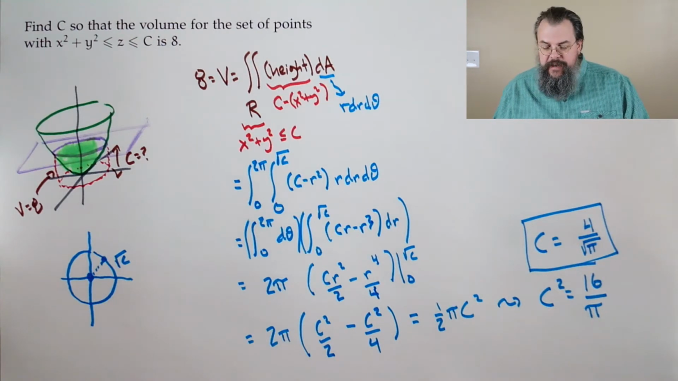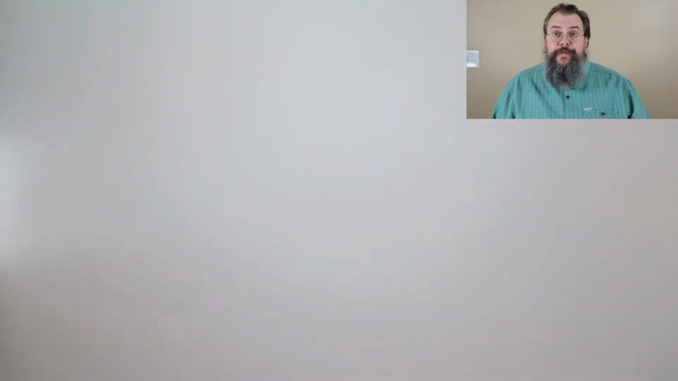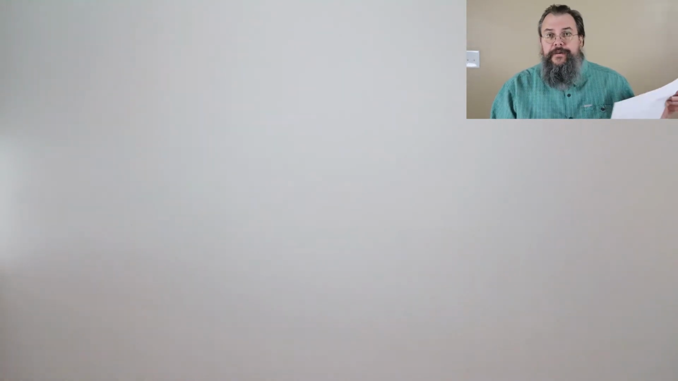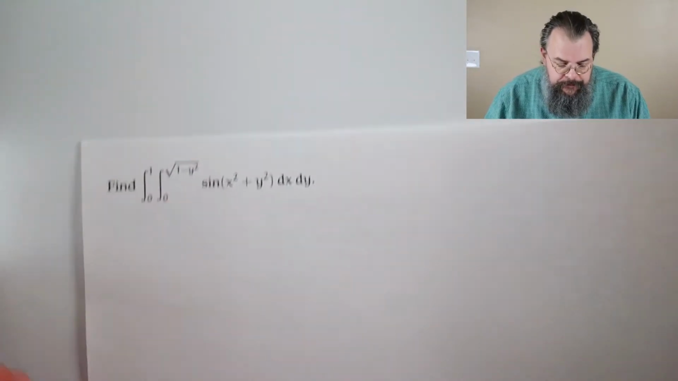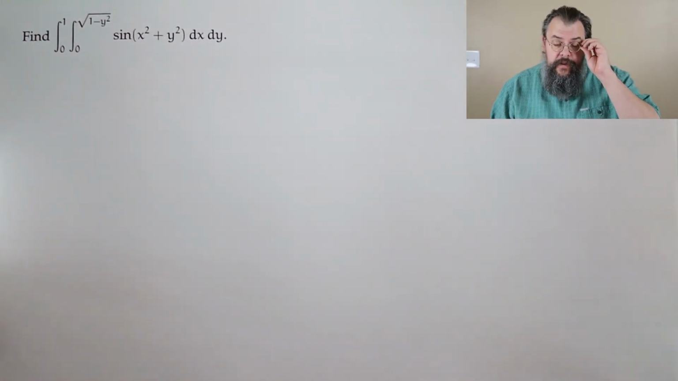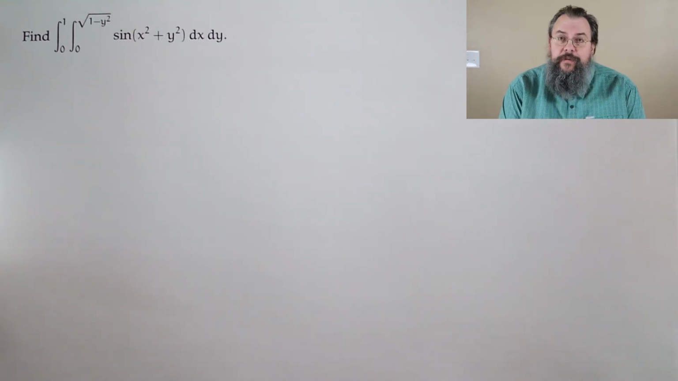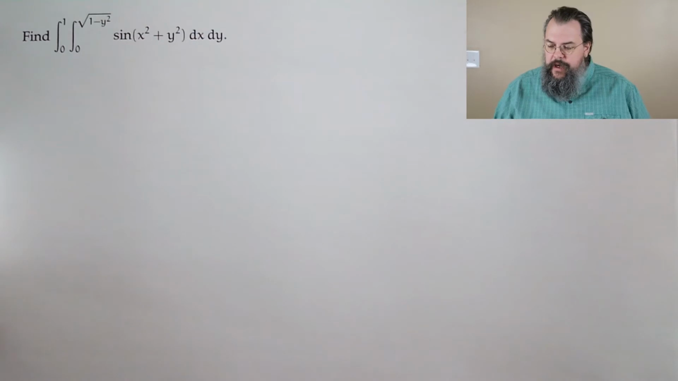Okay, not so bad. A nice little warm-up problem. Get our multivariable calculus muscles going. Gotta always do, of course, a good warm-up. Now, let's try something else. All right. Find the integral 0 to 1, integral 0 to the square root of 1 minus y squared, sine of x squared plus y squared, dx dy.